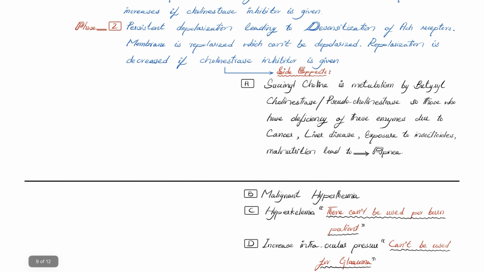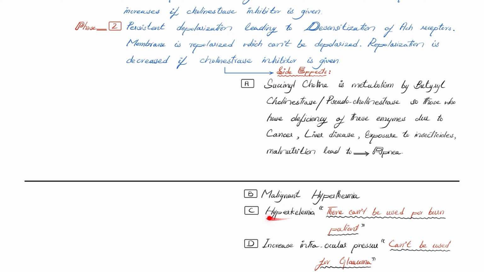Side effects of the depolarizing or non-competitive agent: succinylcholine is metabolized by butyrylcholinesterase or pseudocholinesterase, so they are made by the liver. Those who have a deficiency of these enzymes, due to cancer, liver disease, exposure to insecticides, or malnutrition, develop apnea, or succinylcholine apnea. This is one important side effect of succinylcholine. The second side effect is malignant hyperthermia. We will talk about this in detail when we study inhalational general anesthesia.